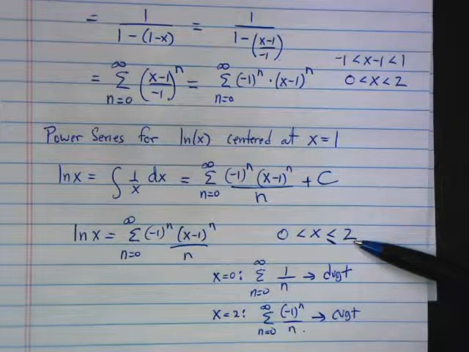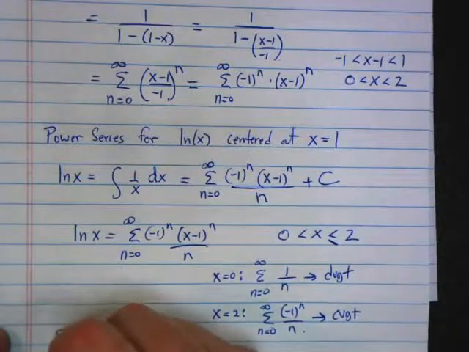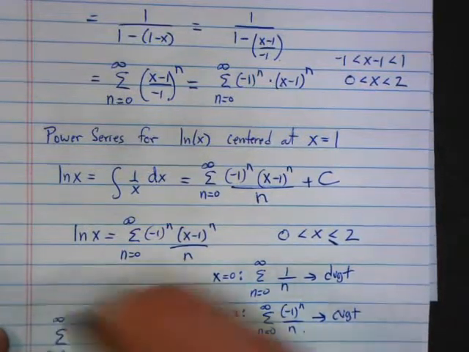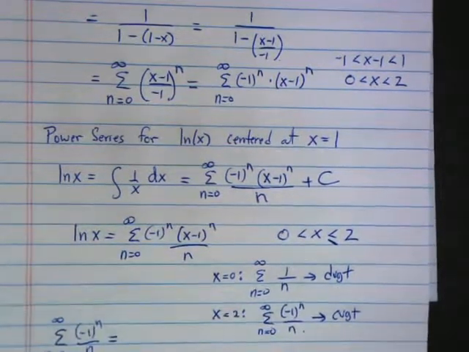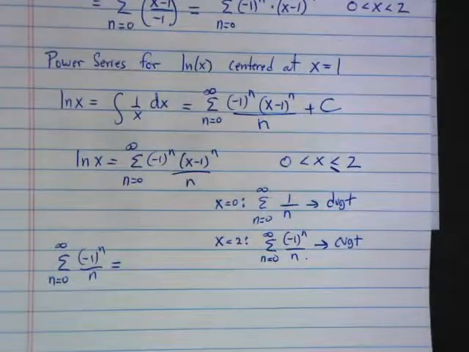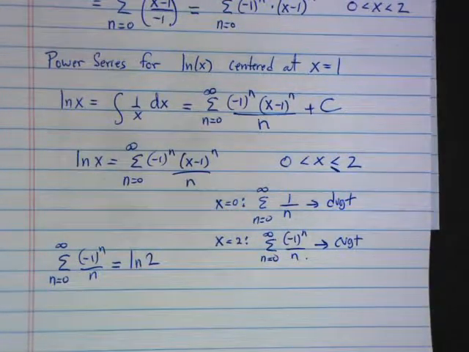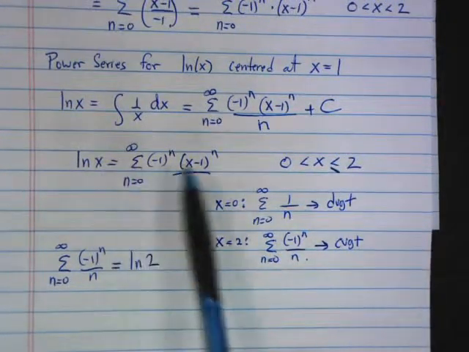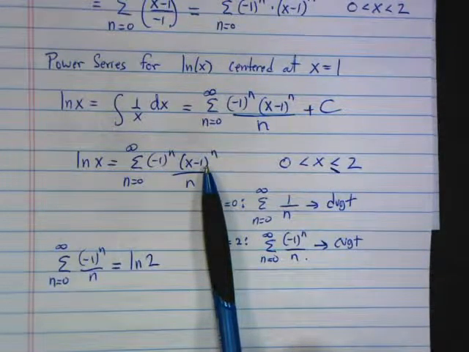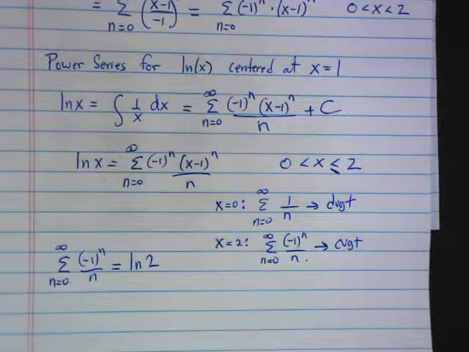We also just proved another interesting fact. We just proved that the sum from n equals 0 to infinity of negative 1 to the n over n is, what's the sum of the alternating harmonic series? It's ln of 2. Because when I plugged 2 in, over here I would have ln of 2. And when I plugged 2 in here, I got the alternating harmonic series, which we know converges. So this alternating harmonic series must converge to ln of 2.